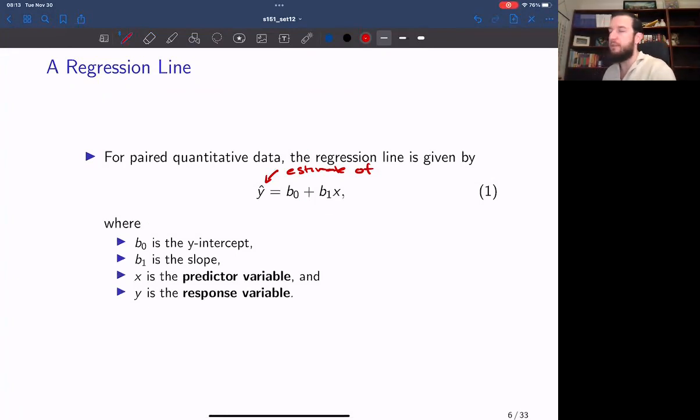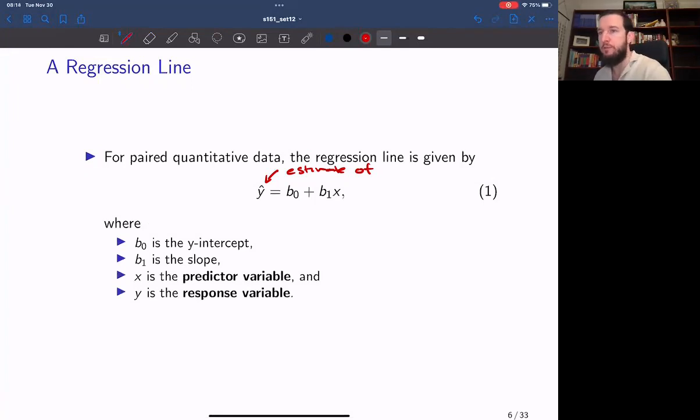So the regression line is saying we predict the response variable, which is our y variable, is equal to b0 plus b1x, where b0 is what we call the y-intercept. I'll give a more strict definition of this in a bit when we interpret it. And b1 is what we call the slope.